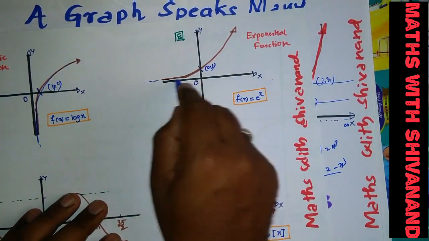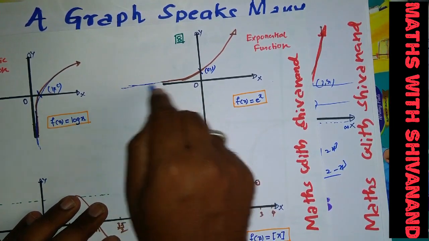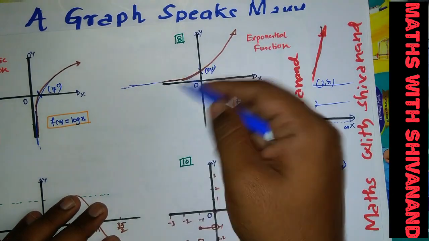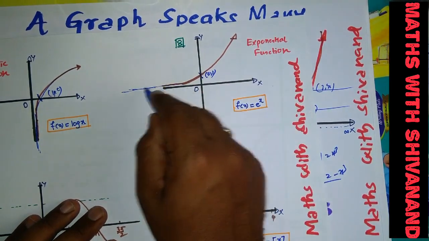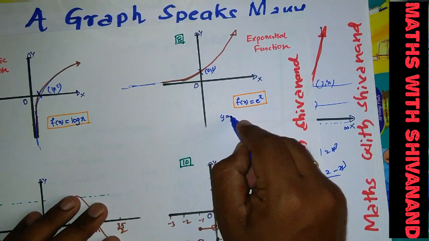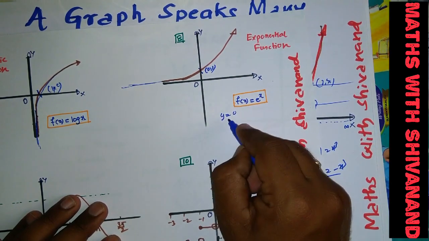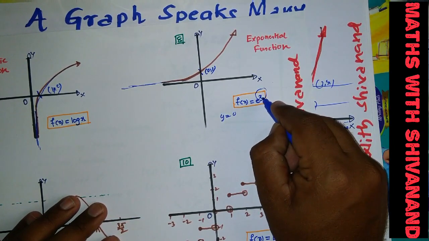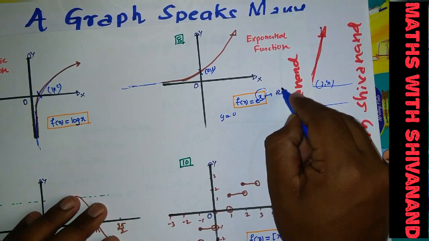So keep in mind, students, this curve will never touch the x-axis here. So how can you interpret this? If it never touches the x-axis, it will never take the value y equal to 0. Not possible. Why is it not possible? Listen here. You can assign any value of x here, any real number.